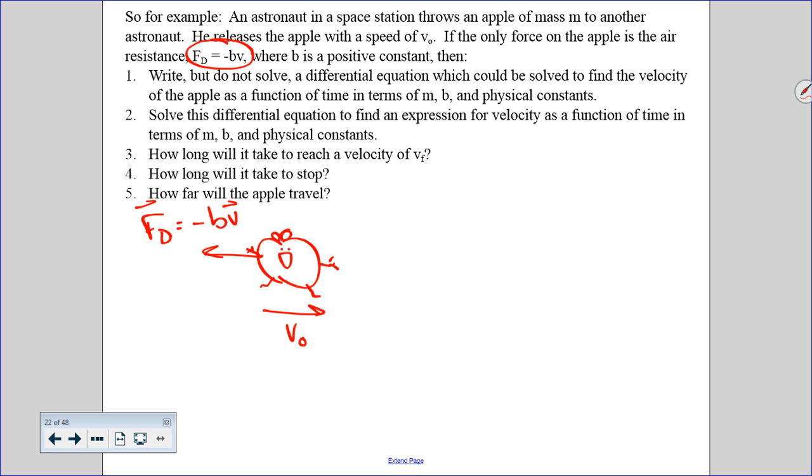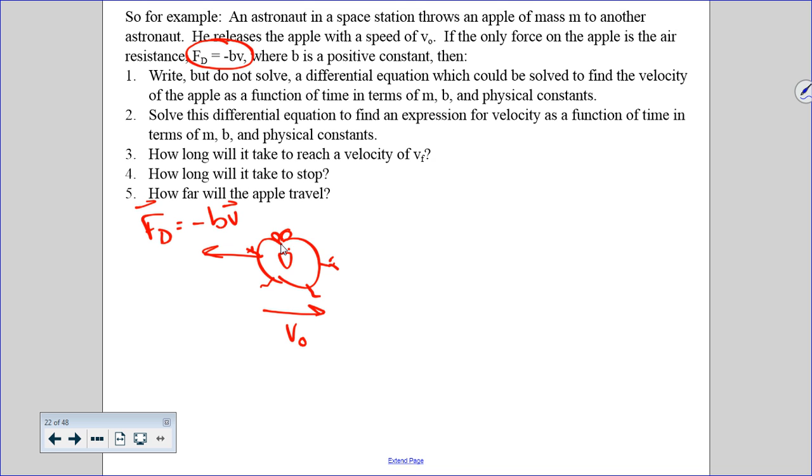My knee-jerk reaction, and don't write this down please because it's going to be wrong, is to go, oh, well, right on. Final velocity is just initial velocity plus acceleration times time. But what's the problem? Why can't I use that? Acceleration's changing. So we're kind of stuck here. All right? So here's how you have to do these.